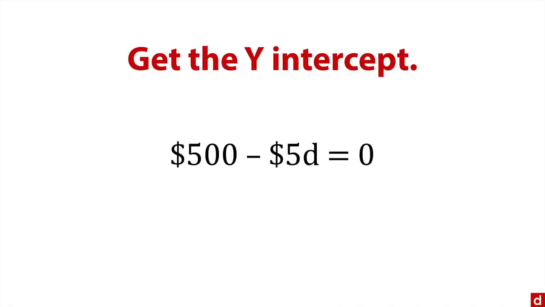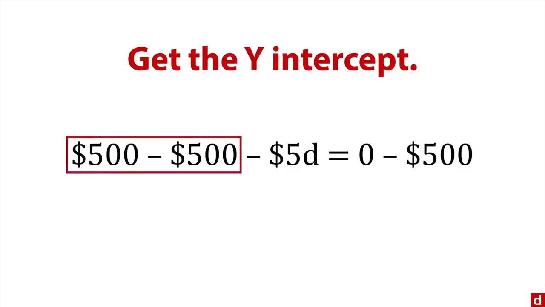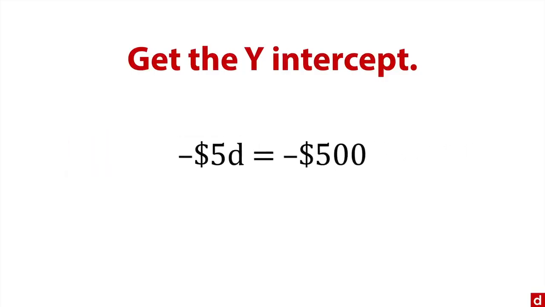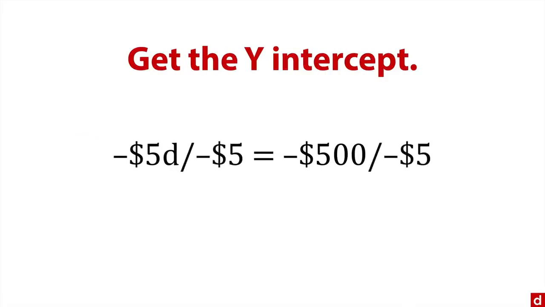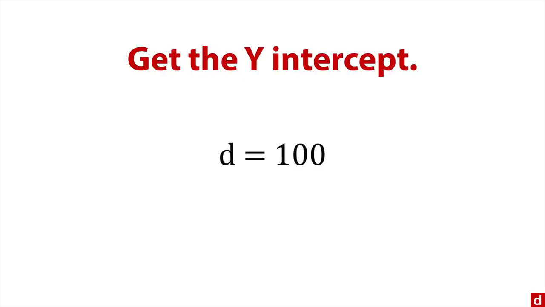Okay, well, we take the 500, we subtract that from both sides, and then we end up with minus 5D is equal to minus 500. Divide both sides by minus 5, and we're left with D is equal to 100. That is, when D is equal to 100, X is 0, and that tells us how we can get the y-intercept.